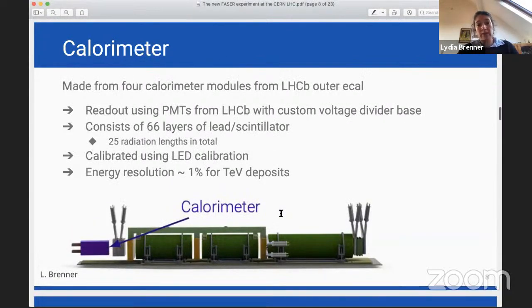So the calorimeters are made from 4 calorimeter modules from the LHCb outer ECAL. So again, they were leftover spare parts from now a different experiment. They are read out using the PMTs from LHCb with a custom voltage divider base. It consists of 66 layers of lead and scintillator with 25 radiation lengths in total. They are calibrated using LED calibration, and the energy resolution is about 1% for TeV deposits.